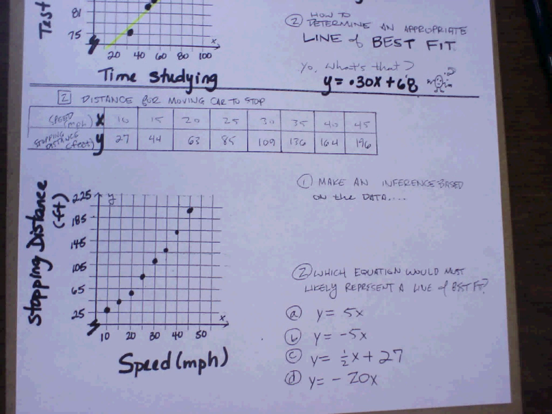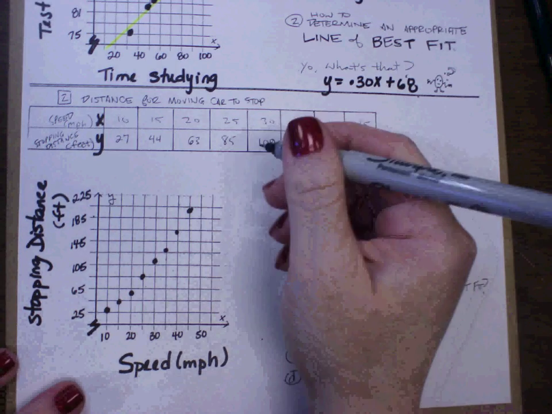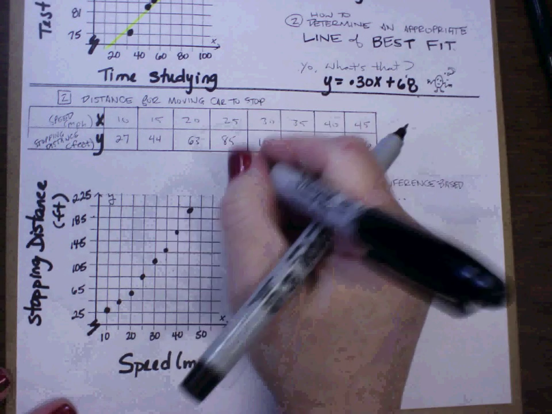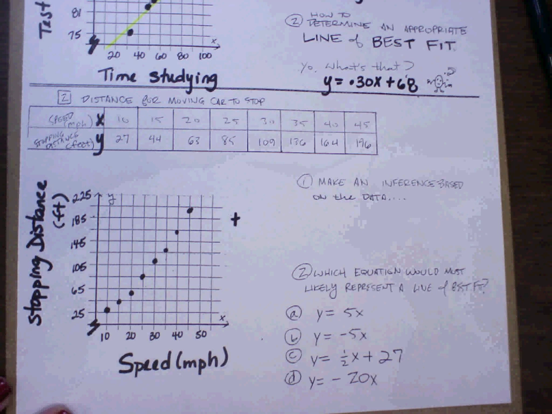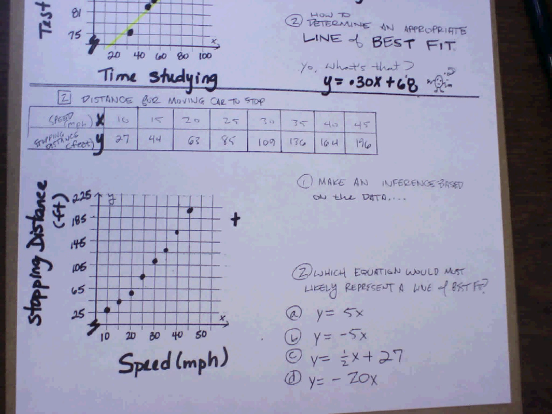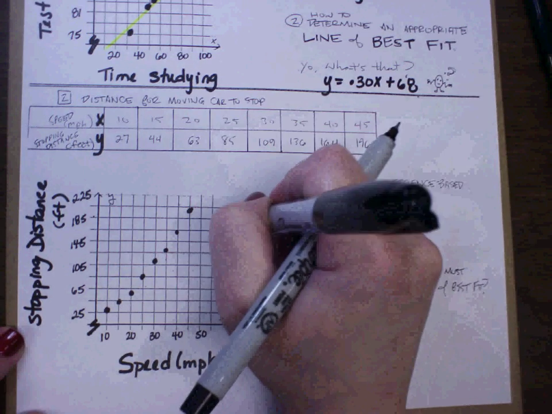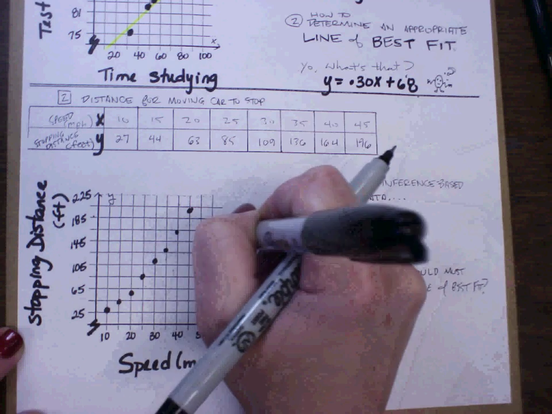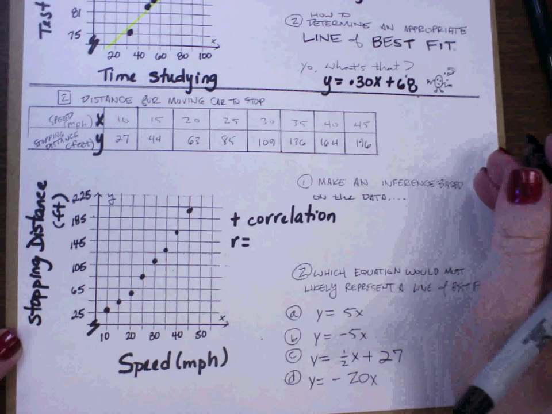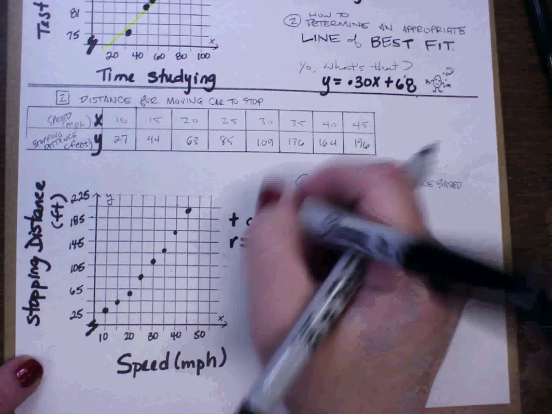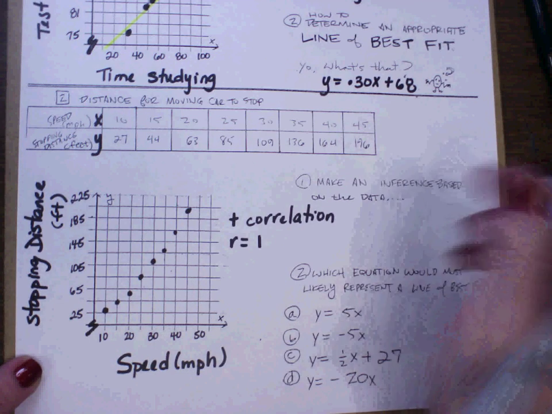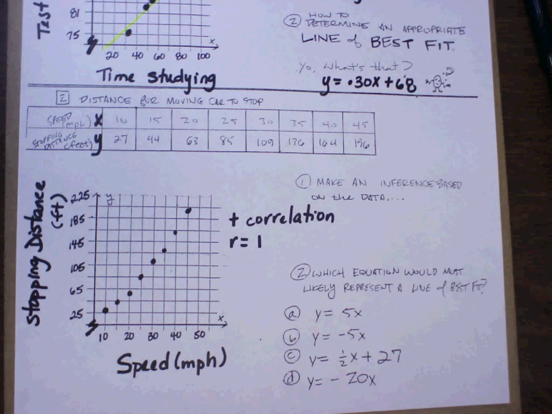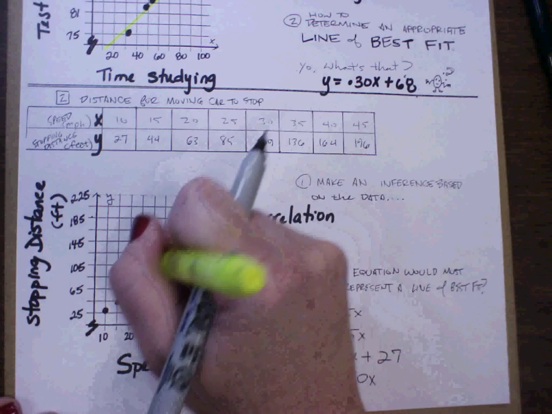What inference can I make? It's definitely a positive correlation. If you had to pick an R, what would you pick for the correlation coefficient? 1. Most definitely 1. The points are pretty close by, aren't they? If I had to make a line of best fit, it would probably be there.